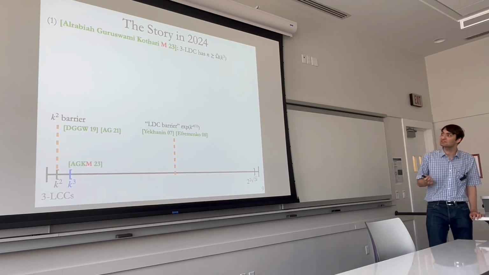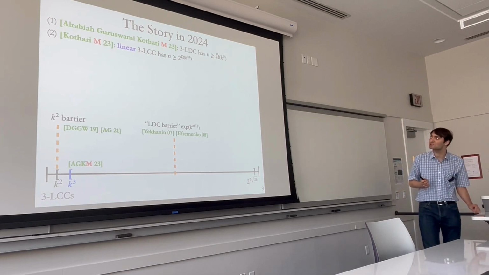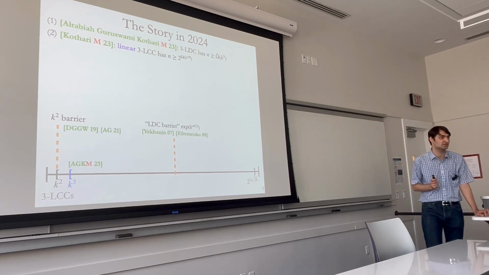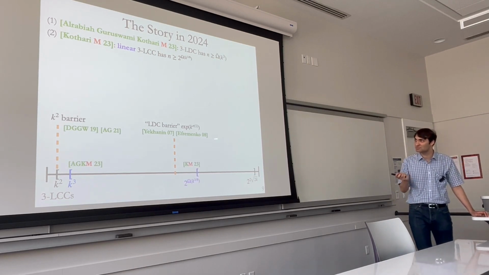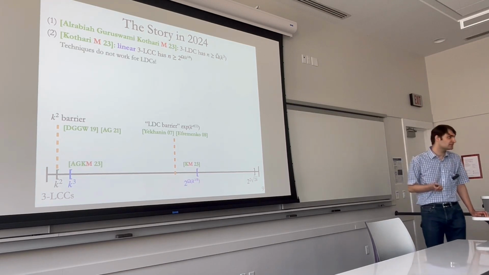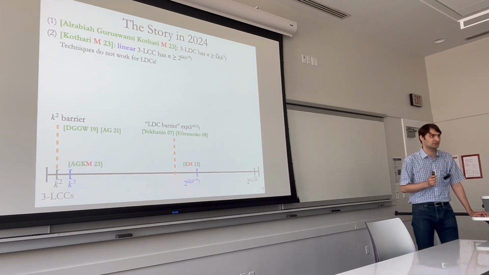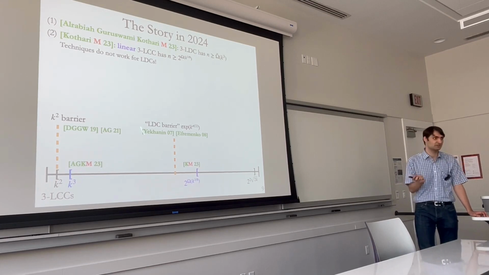And then recently, Pravesh and I proved that for linear 3-query locally correctable codes, they must have a block length n that's 2 to the k to the 1/8. So that is way up here. In particular, it's actually beyond this LDC barrier. And as a result, our techniques do not work for locally decodable codes. And this is kind of obviously inherent if we're going to go beyond this LDC barrier.